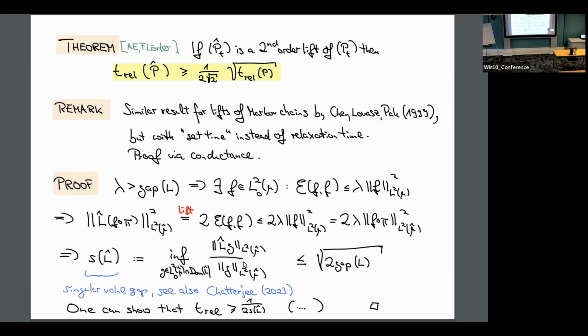So the story is not that we should now everywhere replace the spectral gap by the singular value gap, because this is only a lower bound. So it's not like in the reversible case, where the relaxation time is really the inverse of the spectral gap. That's not true. Okay, so that gives the result, with a quite easy proof.